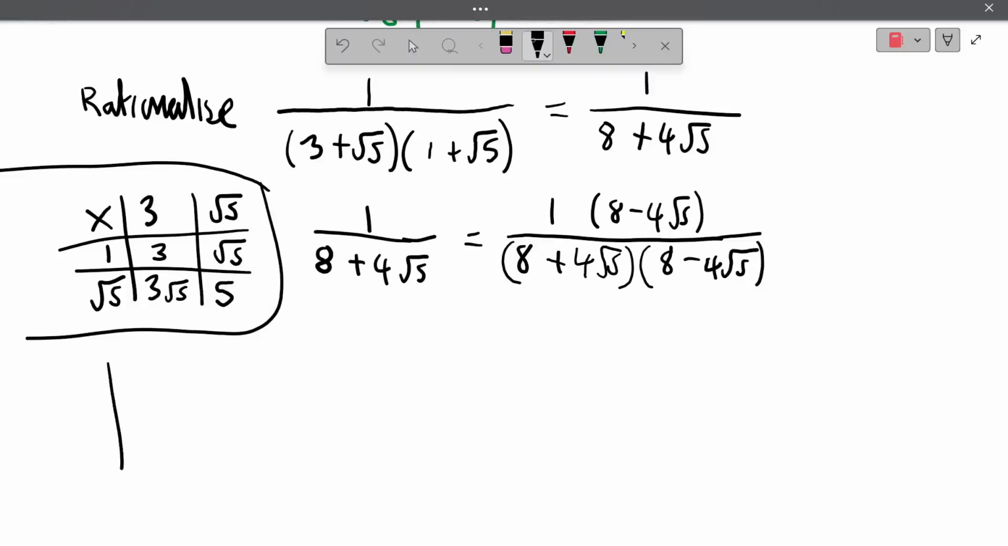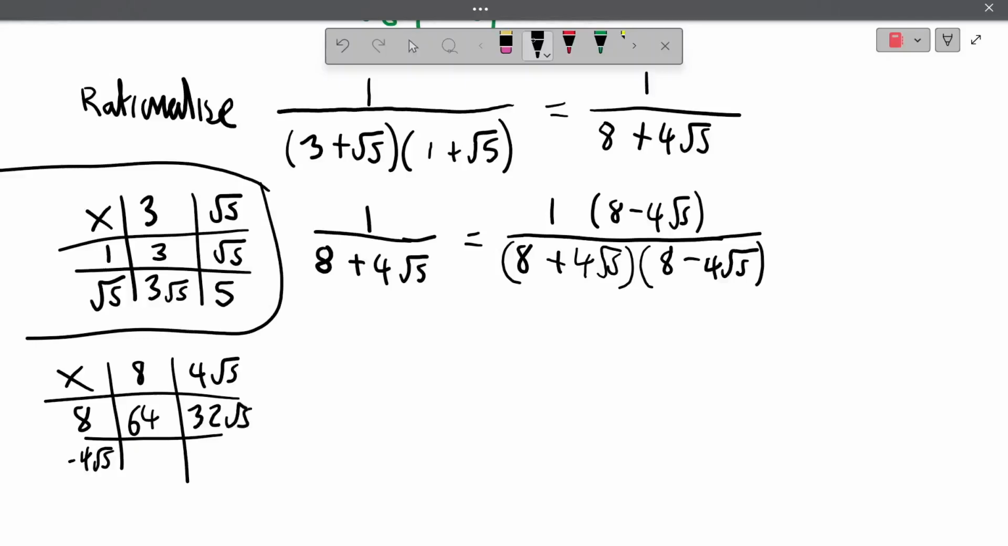The bottom, we have 8, 4 root 5, times 8 minus 4 root 5. 8 times 8 is 64. 8 times 4 root 5 is 32 root 5. 8 times minus 4 root 5 is minus 32 root 5. And 4 root 5 times minus 4 root 5: we have 4 times minus 4 is minus 16, times root 5 times root 5 is 5. So that's minus 80.